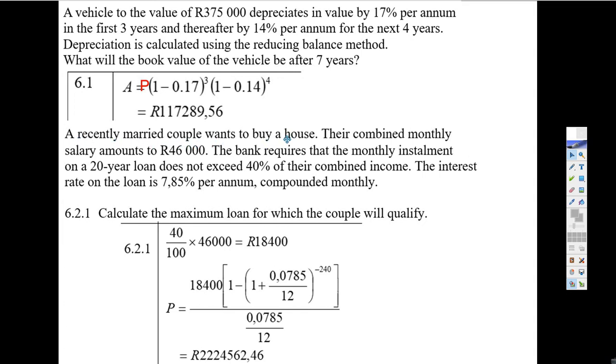Next, a married couple wants to buy a house. Their combined monthly salary is 46,000 Rand a month, but the bank requires that the monthly installment does not exceed 40% of that combined income. So you can't pay more than 40% of 46,000. So to figure out the maximum payment you're allowed to make to get started here, you just go 40 over 100 times 46,000.